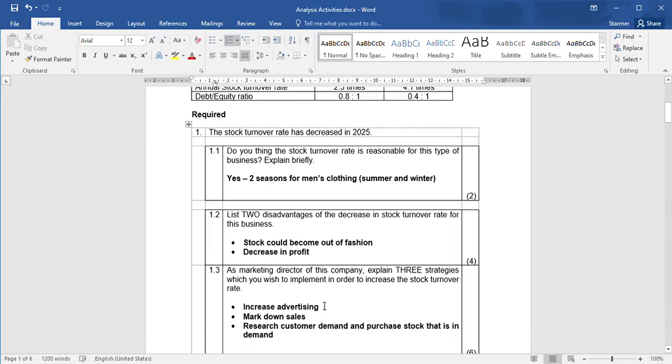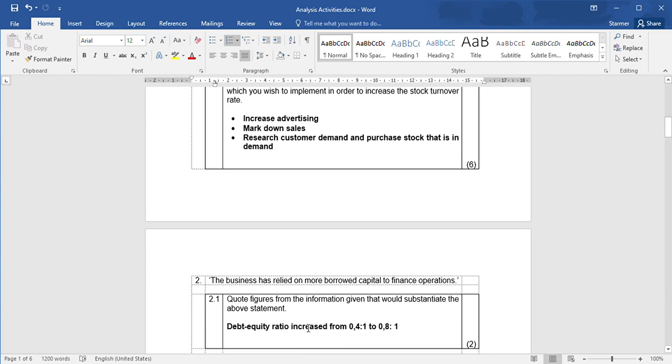Then, as a marketing director of the company, explain 3 strategies which you wish to implement to increase the stock turnover rate. In other words, to sell more stock. Okay, you could increase advertising. If you increase advertising, more people will become aware of your product that you're selling. You could have markdown sales, sell stock for a lower price. That can also attract customers. And then another thing you could do is you could do proper research to determine what your customer demand is. And then when you're buying stock, purchase stock that is in demand by your customers.